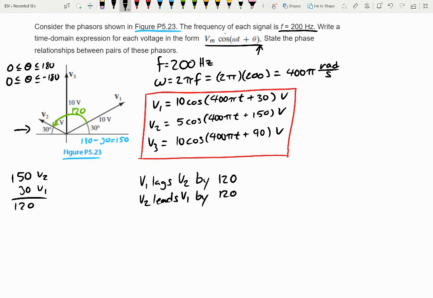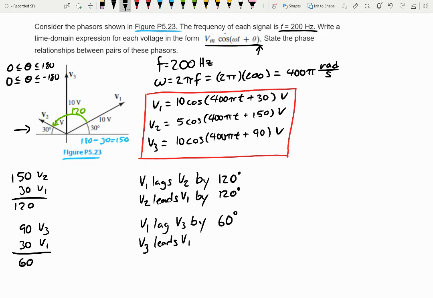So now let's take a look at another set. We'll look at V1 and V3. I can say V1 lags V3 by, so V3 is at 90 degrees, V1 is at 30 degrees, so it lags it by 60 degrees. And then we can just say V3 leads V1 by 60 degrees.